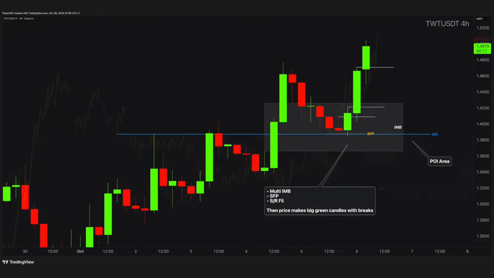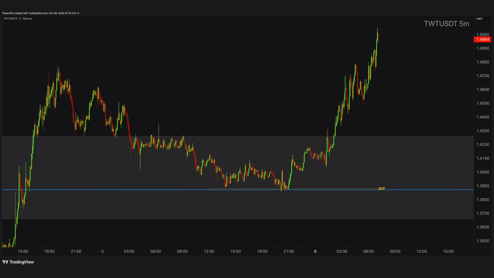And when you zoom in even further to lower time frames, like the 5-minute chart for example, the price action becomes crystal clear. Right at our POI area, the market structure flips, and then multiple breaks of structure follow, pushing the price higher and higher, starting a solid uptrend in the lower time frames.